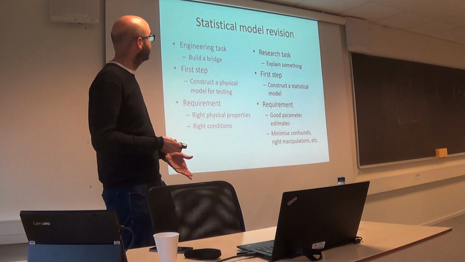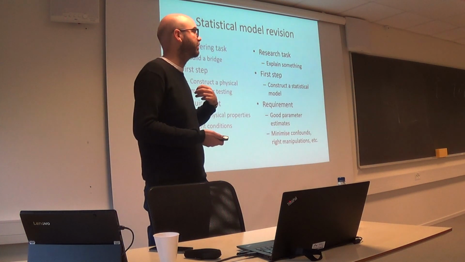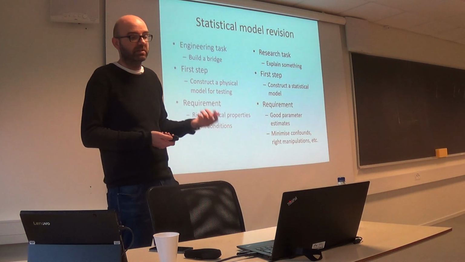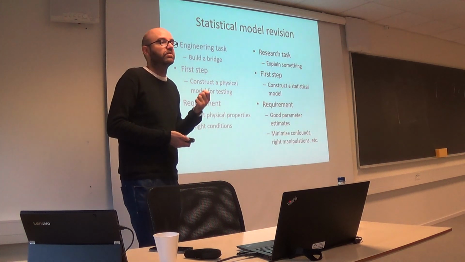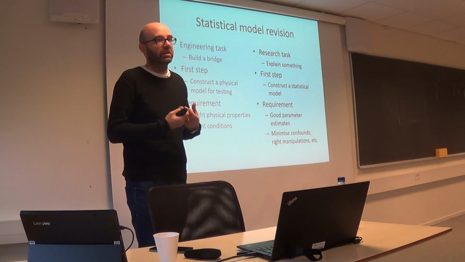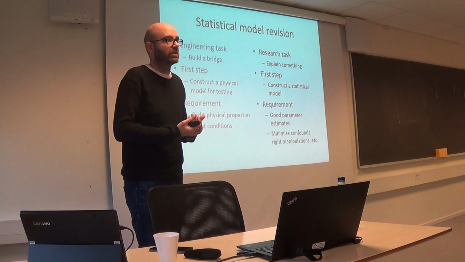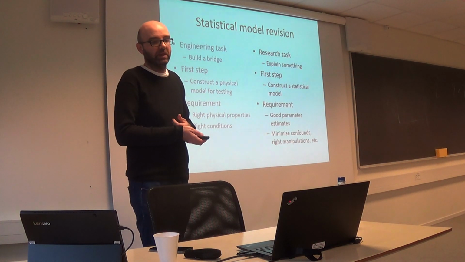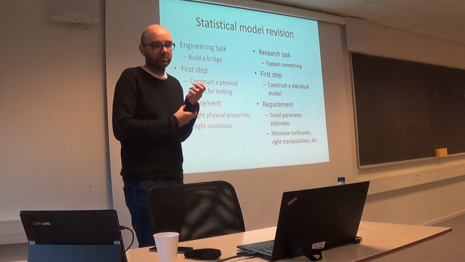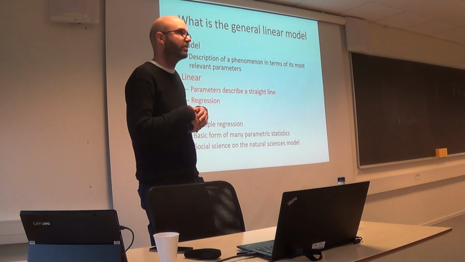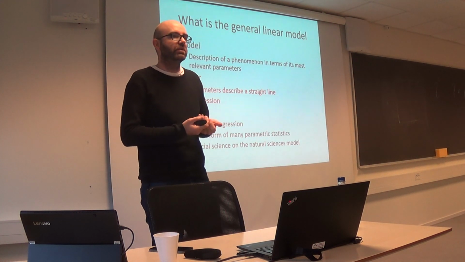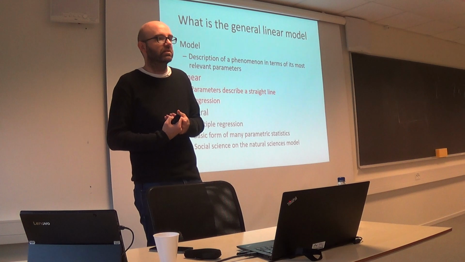In statistics, what we're doing is not an engineering task, we're not trying to build anything, we're trying to explain instead. So rather than constructing a physical model for testing, we construct a statistical model, and our requirement here isn't that we have the right physical properties, it's that we've got good parameter estimates, and that we've got the right kind of parameters in our study, that we've chosen the right things to measure or manipulate, as the case may be. So that's model, and we talked about that yesterday. And we talked about the normal distribution as a statistical model with statistical parameters. And now we're not going to talk about distributions, we're going to talk about straight lines instead.